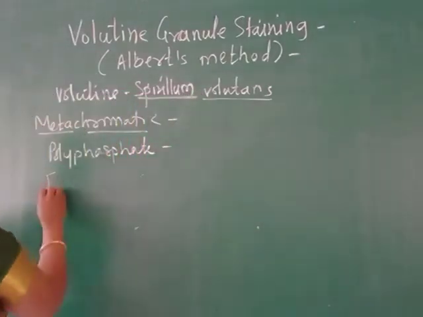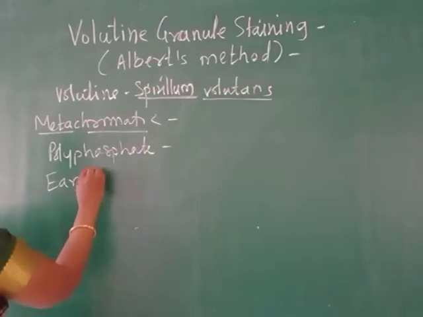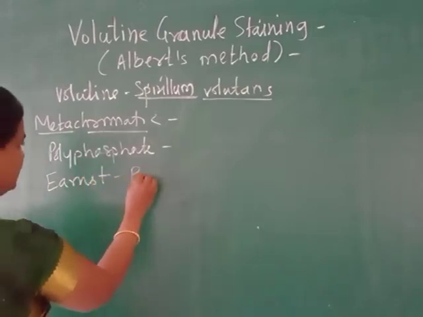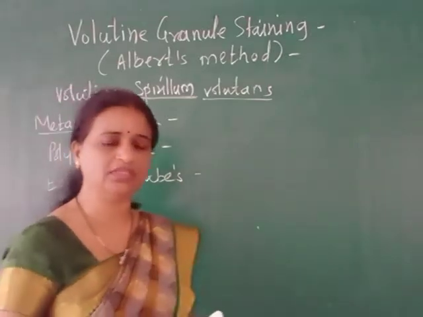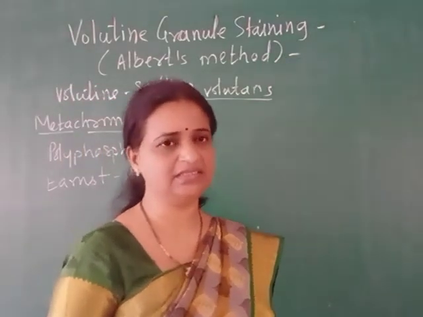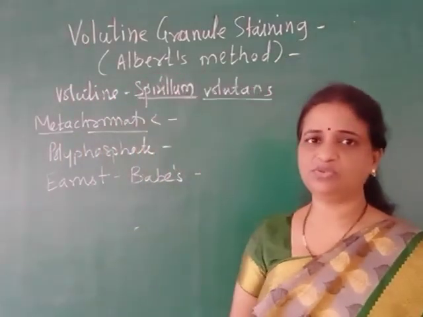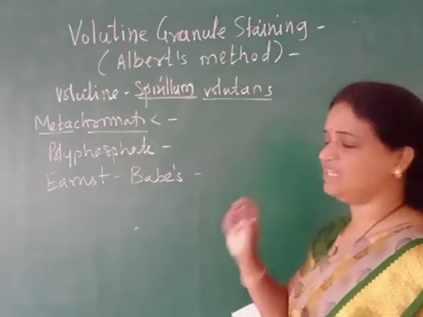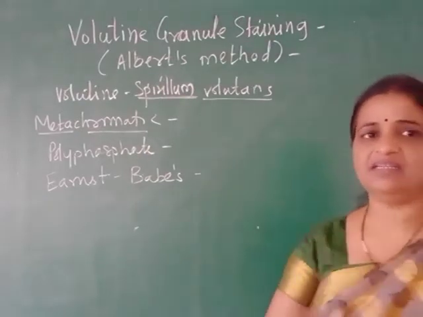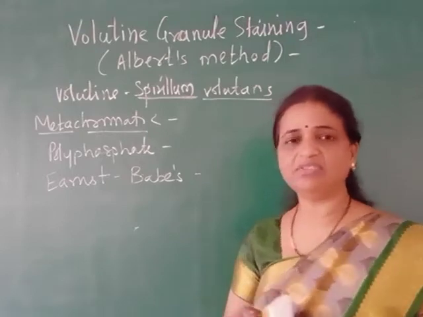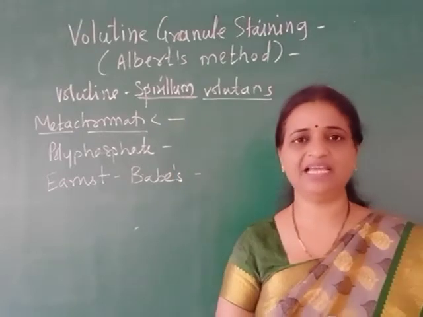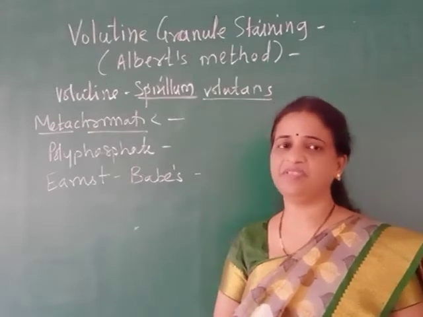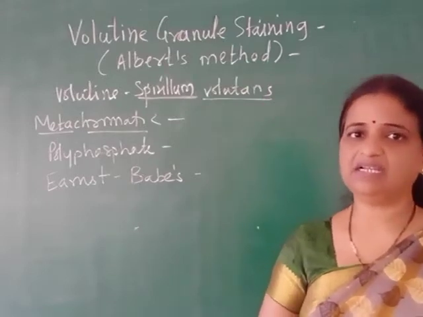These same granules are also called Ernst and Babes granules. These two scientists, Ernst and Babes, discovered the granule, and to honor them, granules are also called Ernst and Babes granules. So students, today we will see how to demonstrate this granule, Volutin granule. Here remember one thing, these granules have the property of changing the color of the stain, that is they have metachromatic property. They have the ability to change the color of the stain.